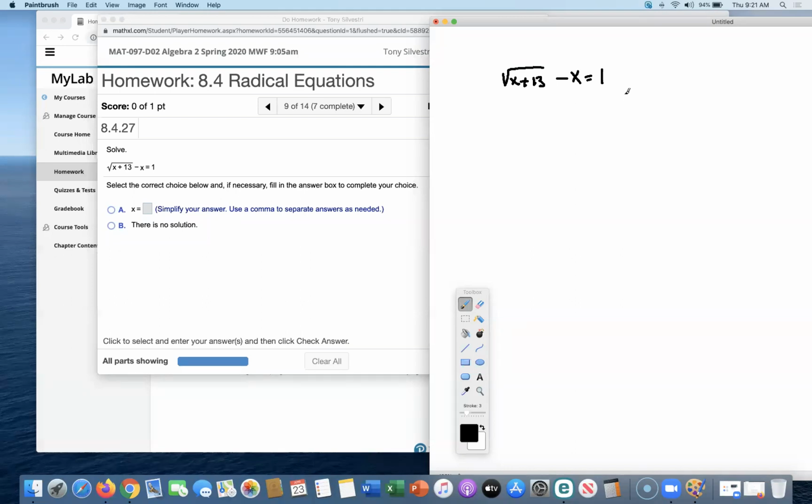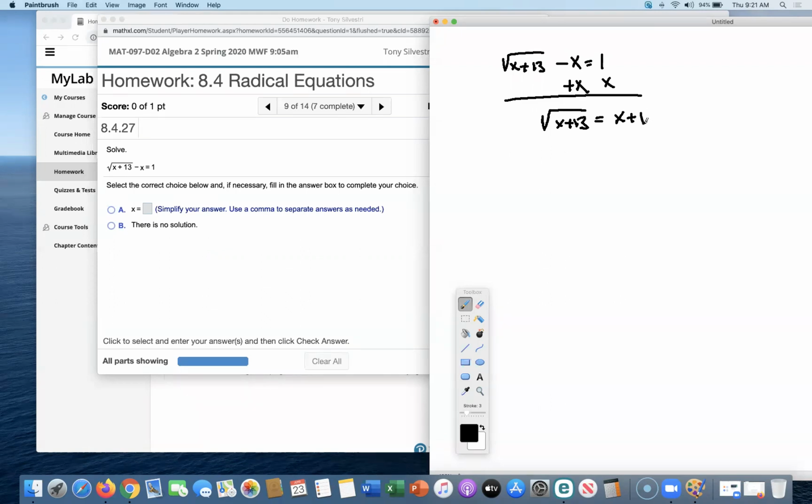What's the first thing you will do to this problem? Add X. There he's a master. See, when I retire, John's going to take over right there. Okay. X plus 13 equals X plus 1.